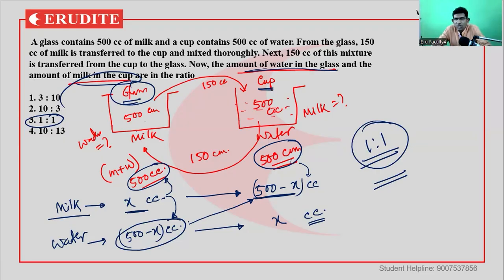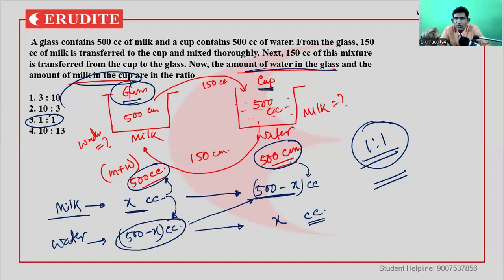And the logic is simple. Why is it 1 is to 1? That is because the volume of the mixture in both the glass and the cup remains the same, that is 500, 500. So even if you intermix it 4 times, 5 times, if you take out 150 again, 150, 150, if you keep transferring like this for n number of times, even at the end, the ratio of water in the glass and milk in the cup will remain 1 is to 1. You can check it out.